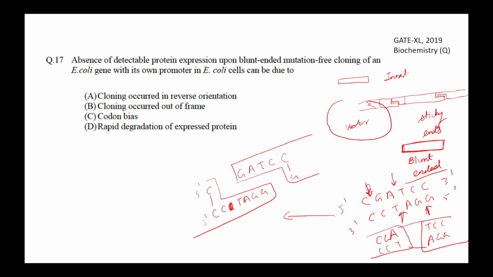So this kind of blunt ended cloning is non-directional. So suppose your start is here and the stop is here. Because of the blunt ends which are generated, the insert can attach in either this orientation or in this orientation.